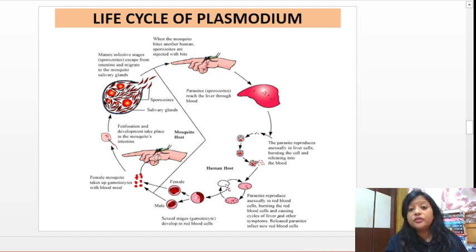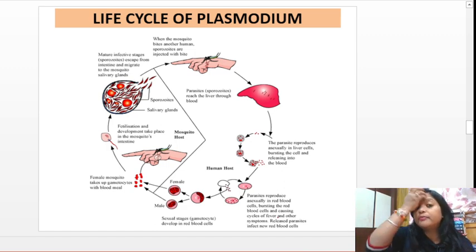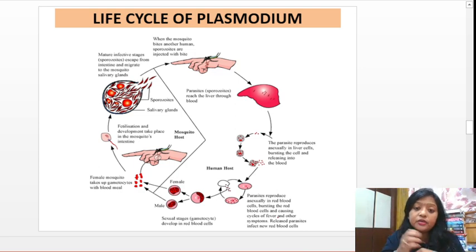Now, life cycle of Plasmodium. This is very, very important. So how do mosquitoes infect us? Basically, when a mosquito bites us, it will release some sporozoites in our body. Those sporozoites will go to our liver through the blood.